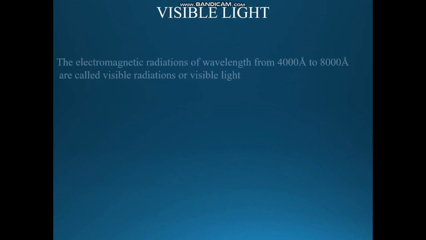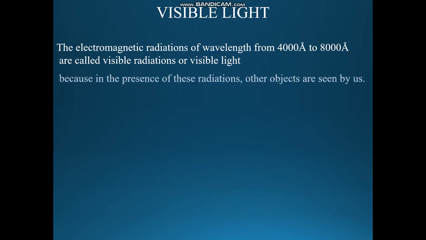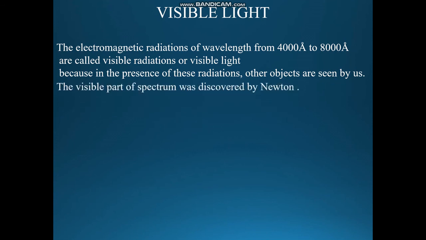Next, in order of the electromagnetic spectrum is visible light. The electromagnetic radiations of wavelength from 4000 angstrom to 8000 angstrom are called visible radiations or visible light, because in the presence of these radiations, other objects are seen by us. The visible part of the spectrum was discovered by Newton.